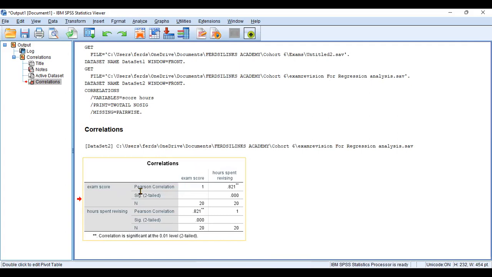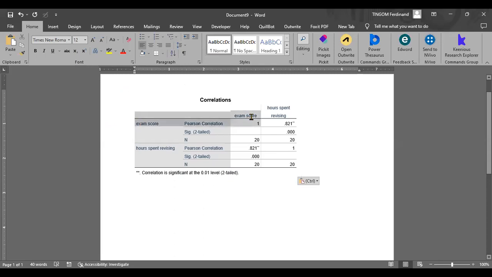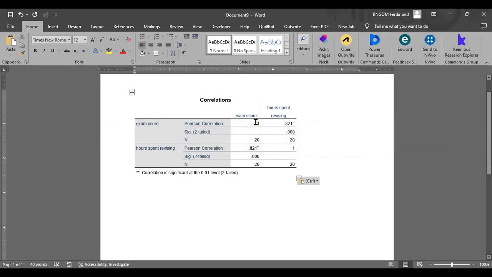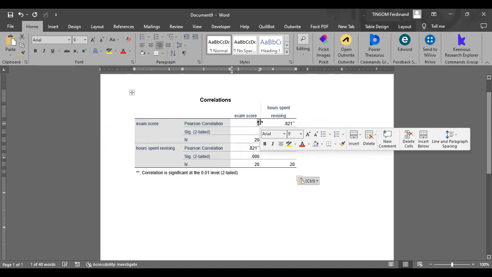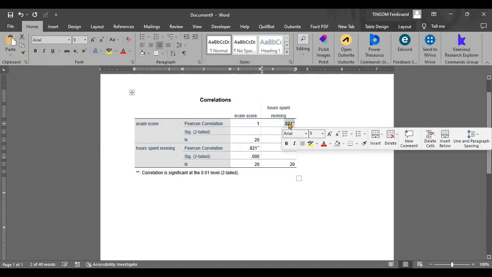I have my outputs here. So this is my output. What you notice is that we have the correlation between the variable and itself. For instance, we have correlation between exam score and itself, and the value is one, right? We had earlier indicated that anything with itself will give us a value of one because it's a perfect positive correlation, right?